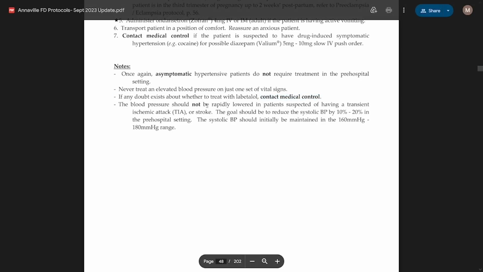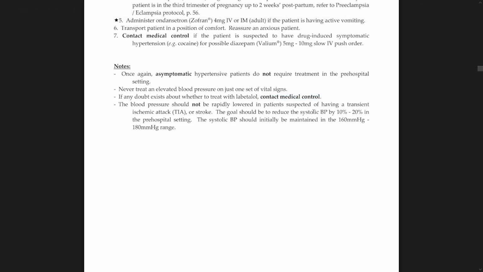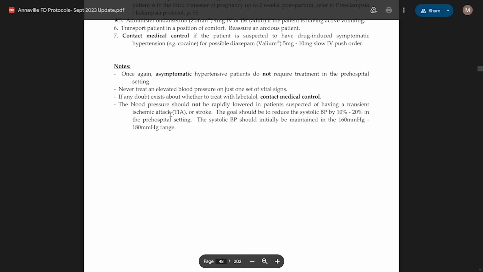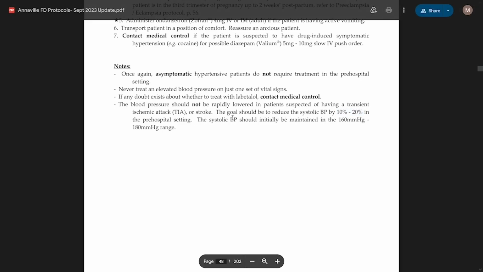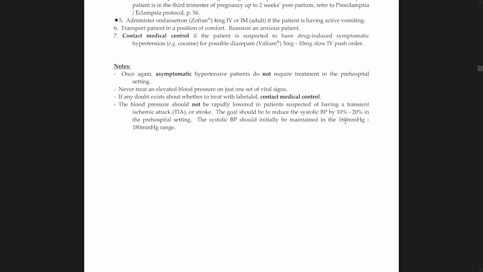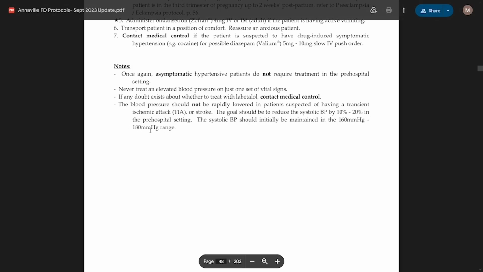The blood pressure should not be rapidly lowered in a patient suspected of having transient ischemic attacks or TIA or a stroke. The goal should be to reduce the systolic blood pressure by 10 to 20% in the pre-hospital setting. The systolic blood pressure should be maintained around 160 to 180 millimeters of mercury.